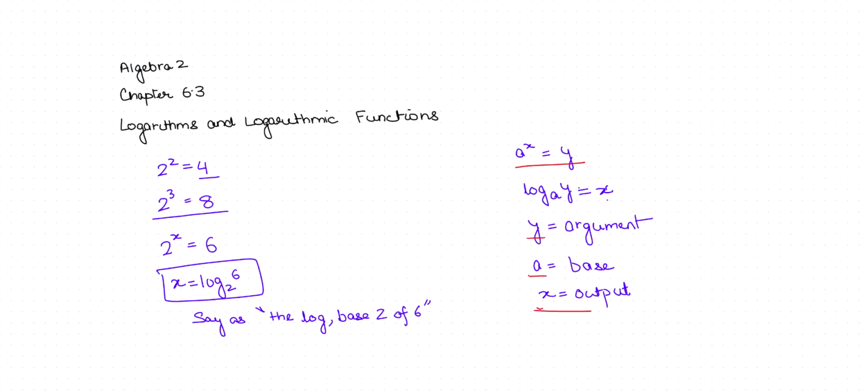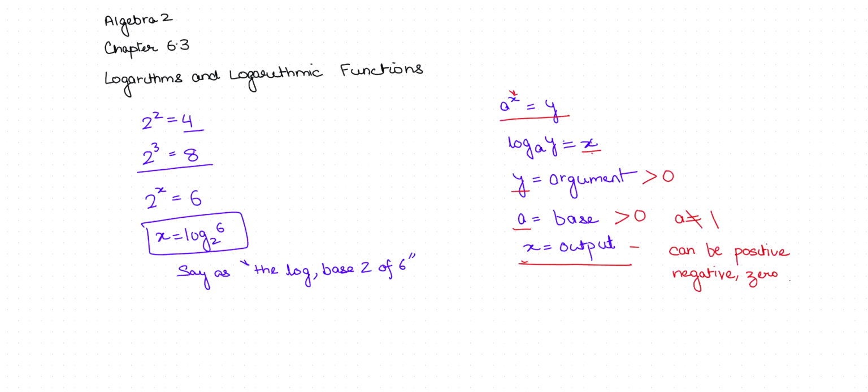We could have done a raised to power y is equal to x, then it would be different. But this is, if x is here, this is the output x. So the argument must be greater than 0. So we see that the argument must be greater than 0. The base should be greater than 0 but not equal to 1. And the output can be positive, negative, or 0.